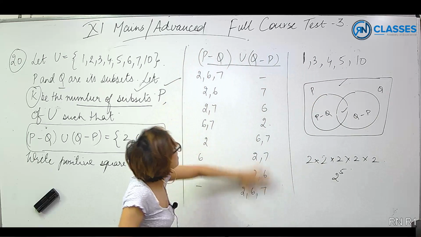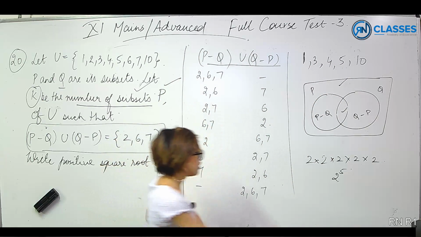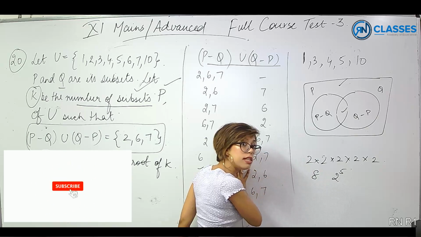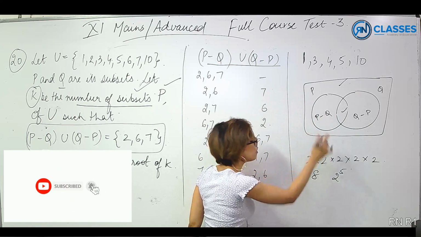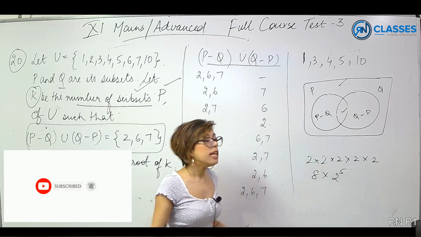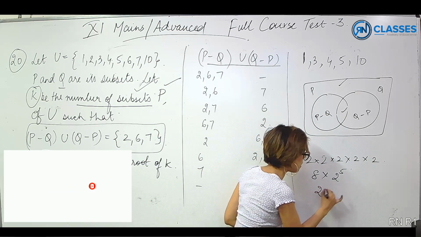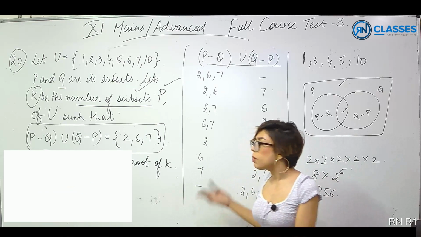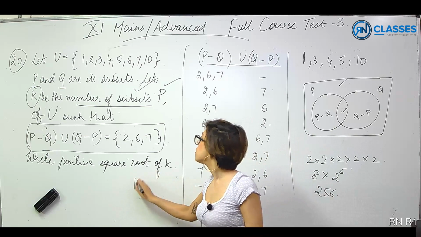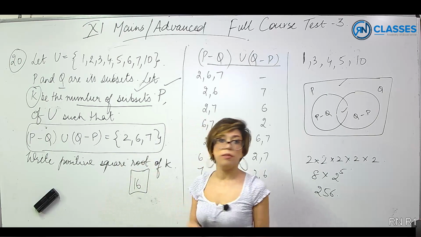These elements can be arranged in how many ways? 8 ways. So 8 corresponding to this, I will arrange these. So that means multiplication. This is nothing but 256. Then he says write the positive square root of k, which is 16, which is the answer.